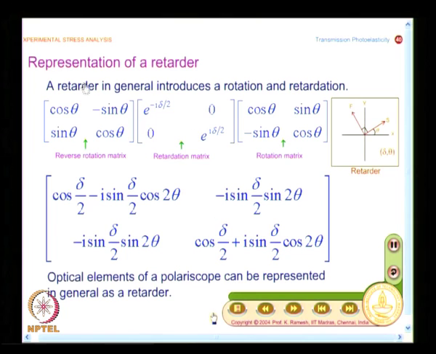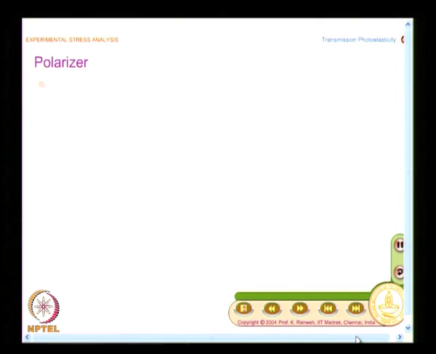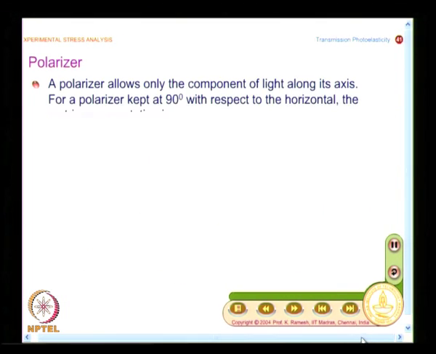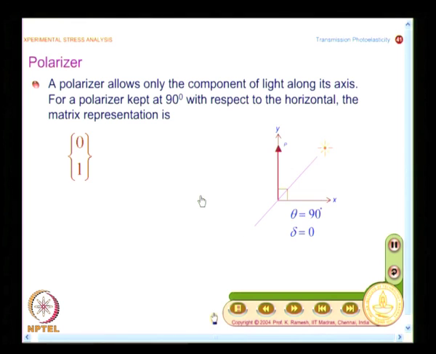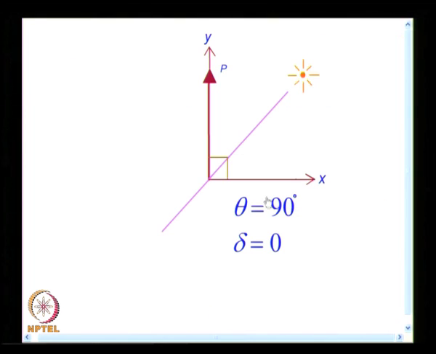Then we do a reverse rotation. First we will take a very simple optical element like a polarizer, wherein there is no great mathematics involved, it is only a representation for convenience. And what I have here is a simple polarizer. I can say that theta equal to 90 degrees and delta equal to 0. I do not even have to go for a matrix representation, I can simply represent this as a vector.